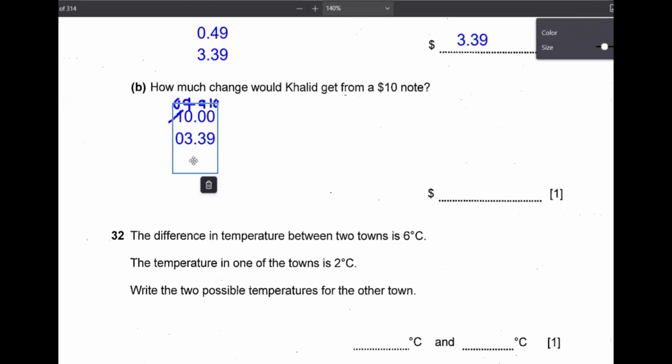10 minus 9 is going to be equal to 1. 6.61. And this will be 6. This 6.61. Point, and this will be 6. So your answer will be what? 6.61. $6.61.